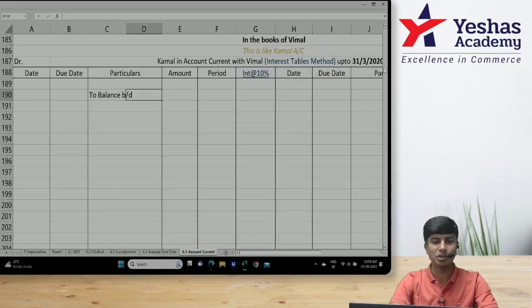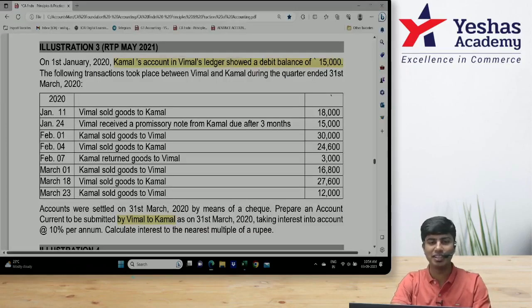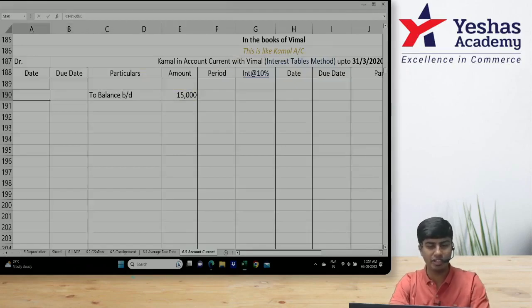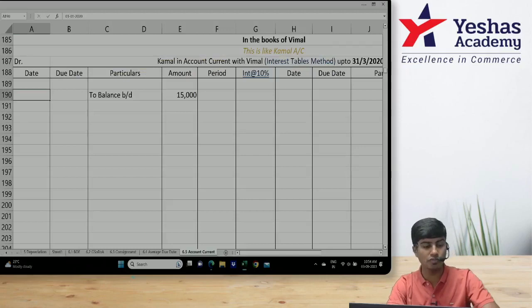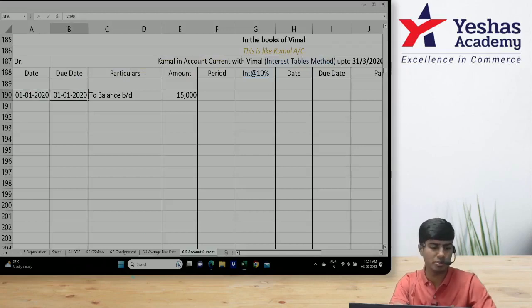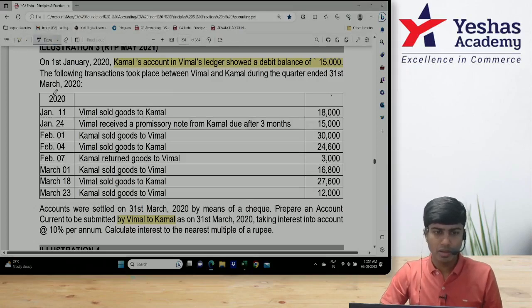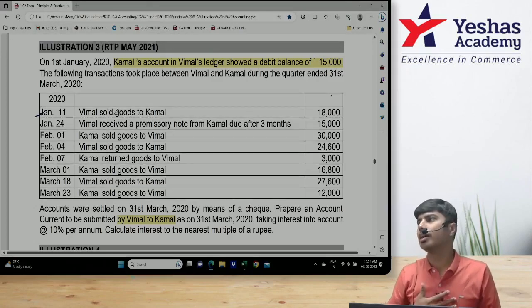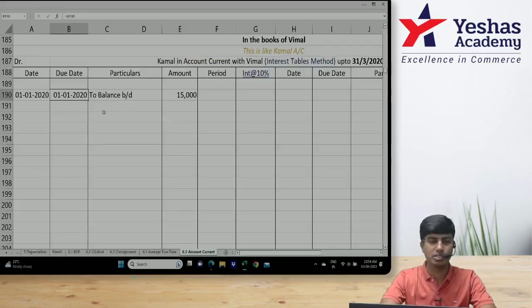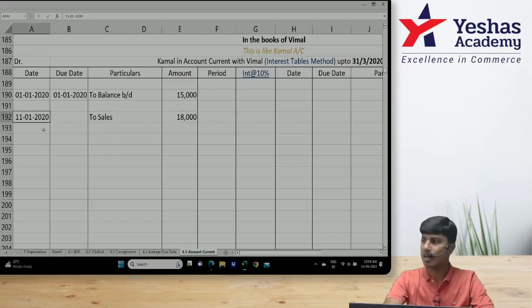How much is the balance brought up? 15,000. Date 1st of January, opening balance. Due date also will be the same date. What is after that? Vimal sold goods. So we sold goods to Kamal. Entry: Kamal account debit to sales. So I'll write here to sales. Amount. Date 11th of January.